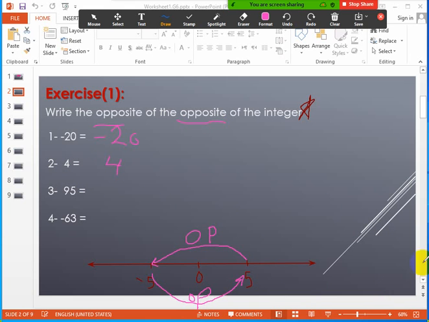Okay. Now, yes, Al Jawhara, open the mic. What is the opposite of the opposite of 95? The same number. Thank you, Al Jawhara. Yes, Lamar, open the mic. What is the opposite of the opposite of negative 63? Lamar? 63. Very good. Thank you, Lamar.